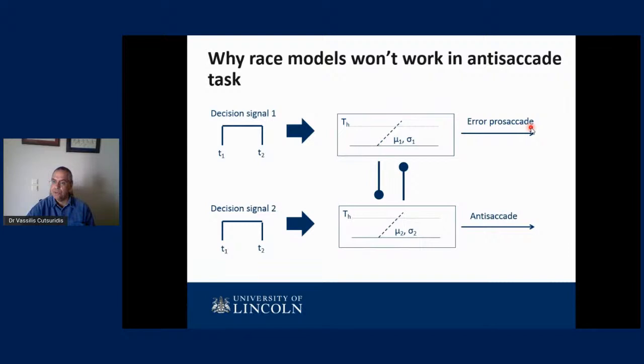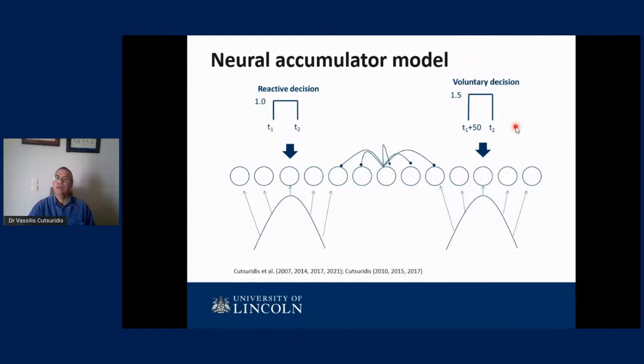But it's also possible that an anti-saccade is expressed first, followed by an error pro-saccade. And this type of behavior has never been observed. So when we first formed a collaboration with a group from King's College London, we wanted to simulate or emulate these properties of the anti-saccade task. So, coming from a neural network background, we generated the simplest possible neural network.